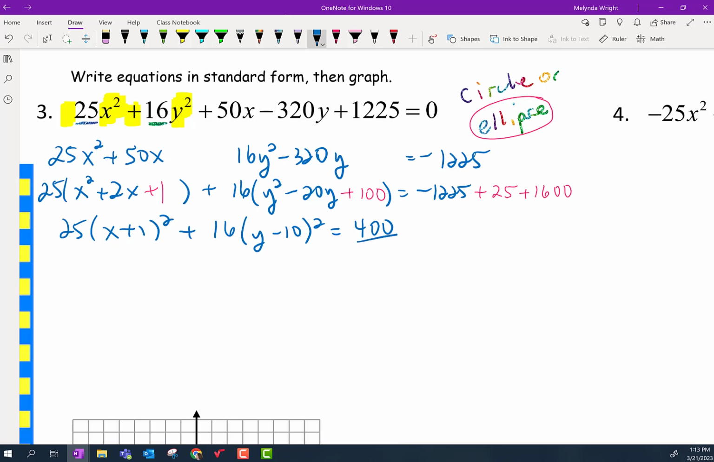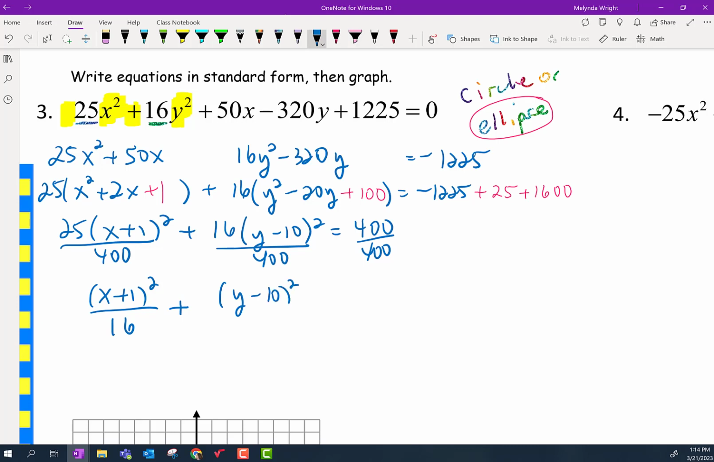So I need that back number to be a 1. So I'm going to have to divide each of these by 400. I have to divide everything by 400. All right, so 25 over 400 reduces to 1/16. So I've got (x plus 1) squared over 16 plus 16 over 400 actually reduces to 1 over 25. So I have (y minus 10) squared over 25 is 1.